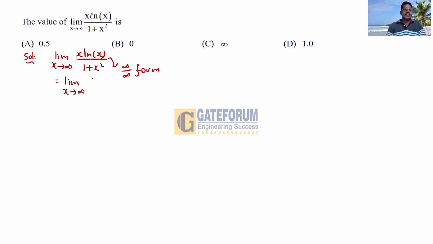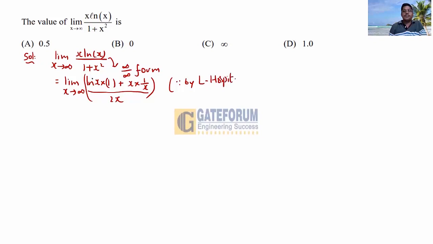Numerator is product of two x terms, apply product rule. v into u dash plus u into v dash: log x into x derivative with respect to x is 1, plus x into log x derivative with respect to x is 1 by x, divided by 1 plus x square derivative is 2x. Since by using L'Hospital's rule, so this is now log x plus 1 divided by 2x, limit x tends to infinity.